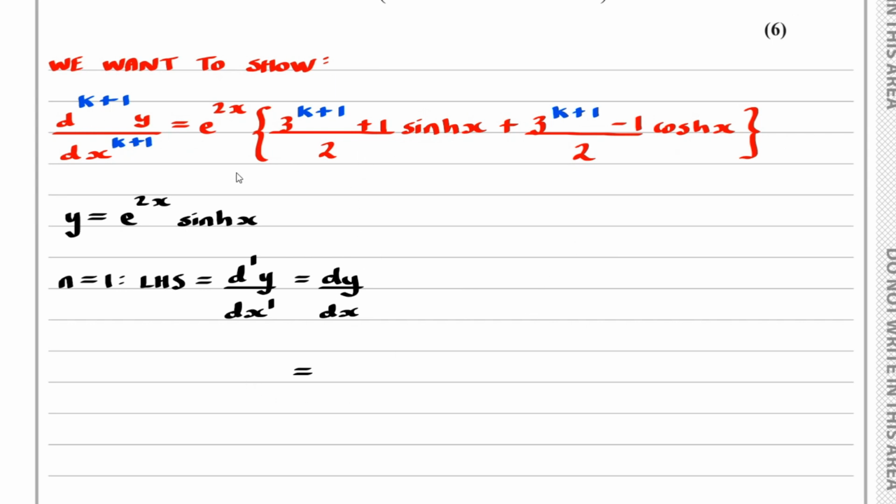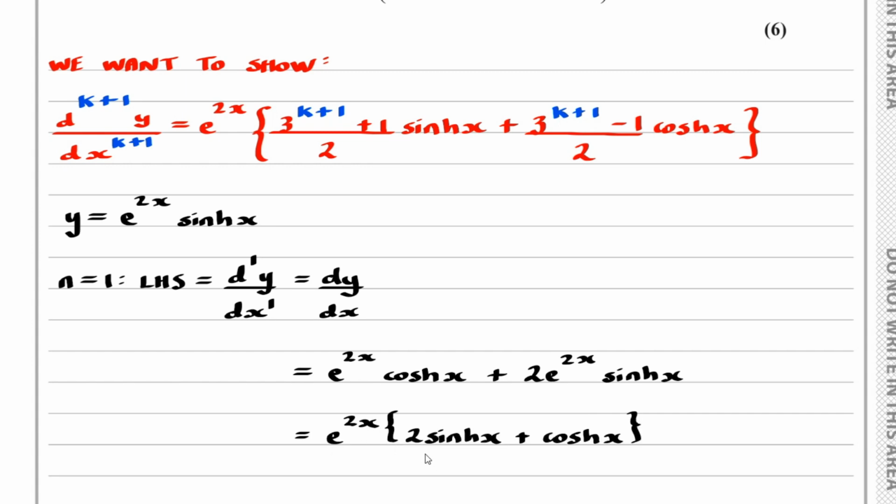Well, using the product rule, we have e to the 2x multiplied by the derivative of hyperbolic sin x, which is hyperbolic cosine x, plus the derivative of e to the 2x, which is 2e to the 2x, multiplied by hyperbolic sin x. And if I factorize out an e to the 2x, we have e to the 2x multiplied by 2 multiplied by hyperbolic sin x plus hyperbolic cosine x.